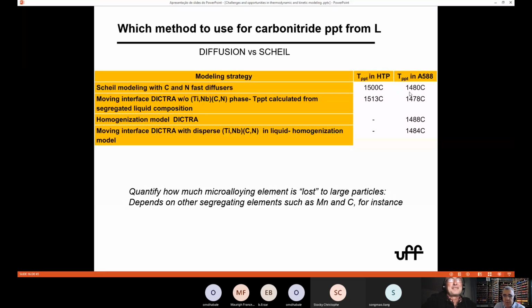Yeah. So the models agree very well. I can see when the precipitation starts. In both models, they are fairly similar. And the important point I want to bring to you is this: I can do a calculation and estimate how much microalloying elements I'm losing. So if you go back to last year, when vanadium prices, China has pushed the prices of vanadium to the top of the sky.